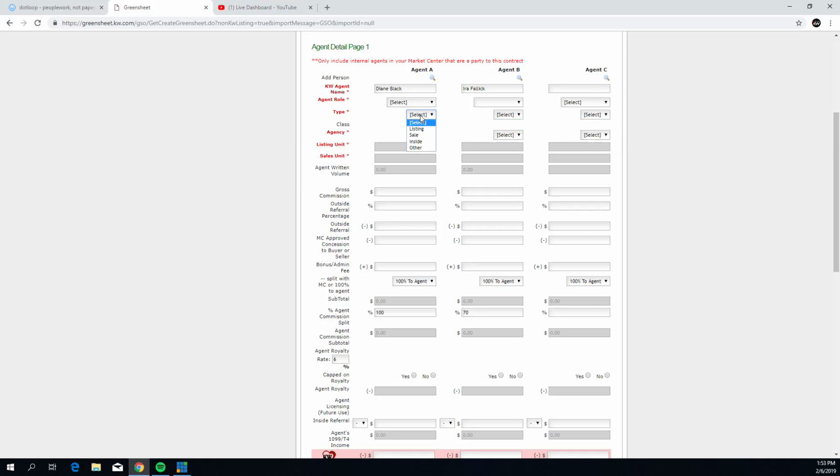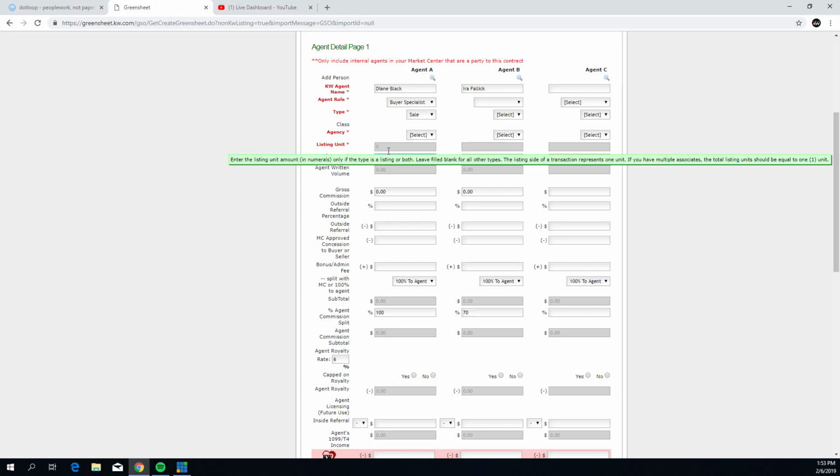Depending upon what you picked up here, for example, if I said I was a buyer specialist and it's a sale, look what happened down here. See how this one grayed out and then this one turned white? See how that works? That is giving you a chance to fill out the sales unit. The listing unit's grayed out because I've already said it's a sale, not a listing. So it's kind of kicked me out of that section.